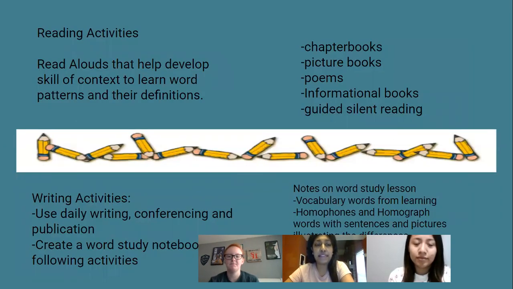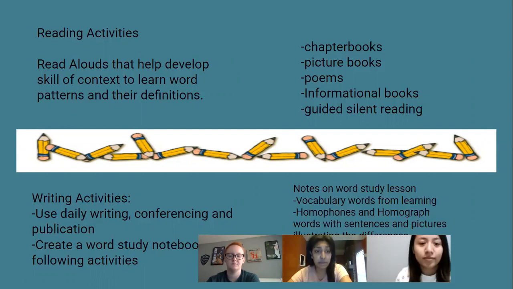All right, so the reading activities are read alouds that help develop skills of context to learn word patterns and their definitions, such as chapter books, picture books, poems, informational books, guided silent reading. And then the writing activities, we can use daily writing, conferencing with the public, create a word study notebook with the following activities. And then the notes on word study lessons would be vocabulary words from learning, homophones and homographs, words with sentences and pictures illustrating the differences, journals, writing sorts, drawing, and labeling words.